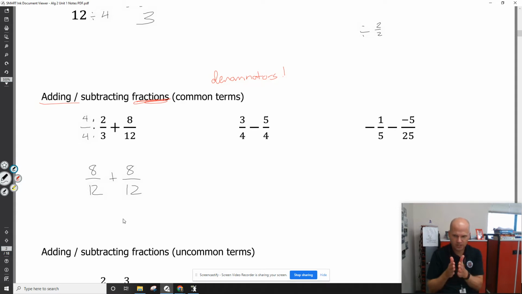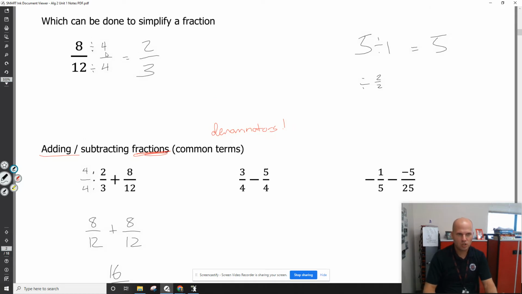1/12 is a very skinny kid size, like toddler size pizza slice. I have a 3-year-old. We cut him really small pizza slices. He would get a 12th of pizza. He could eat 8 twelfths. Think about this not as a number, but as an amount of twelfths. If I have 8 twelfths and you have 8 twelfths and we combine them, what do we have? Well, 16 twelfths.